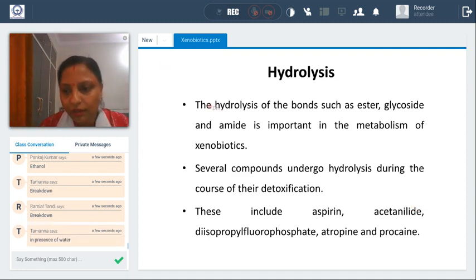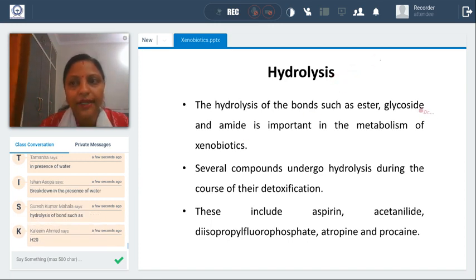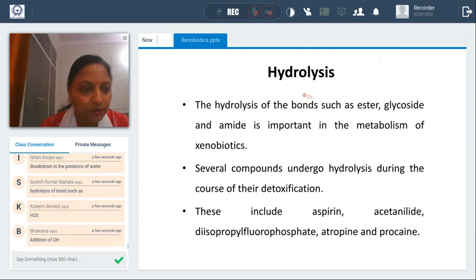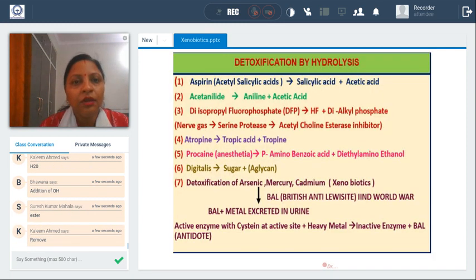Avinash, yes. Hydrolysis means addition of water. So these are the examples of detoxification by hydrolysis.